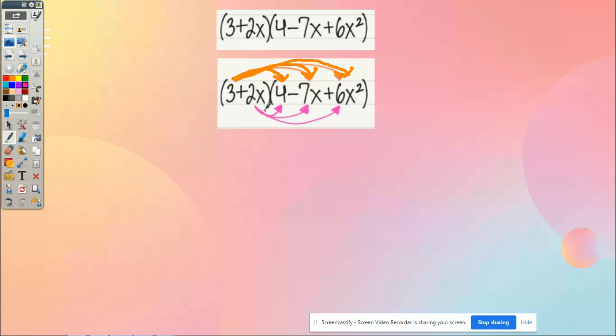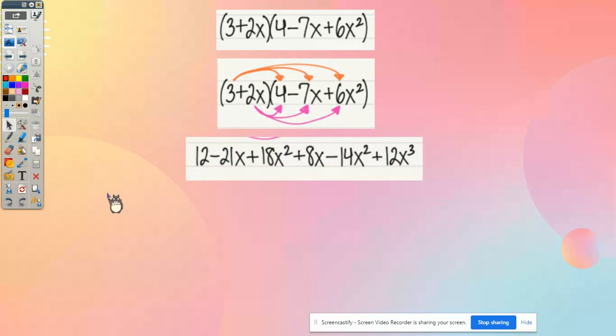After that is done, I am going to put plus 8x. How do I know it's plus? Because we have a positive 2 here and a positive 4. Then we would put a negative 14x squared, and we would put whatever 2x times 6x squared is, which is 12x cubed. So just to show you what I get, this is what I get.